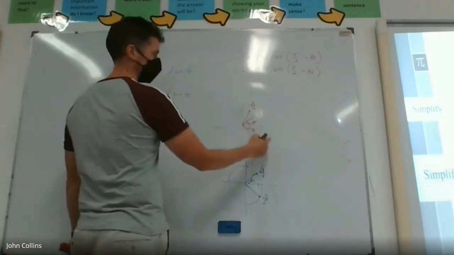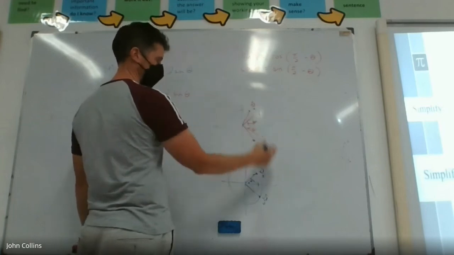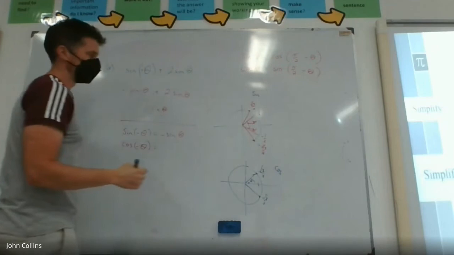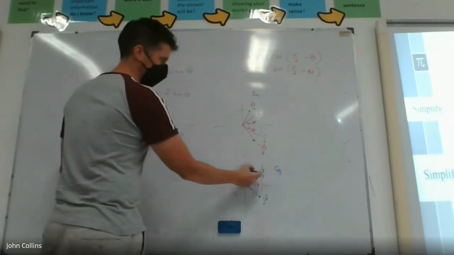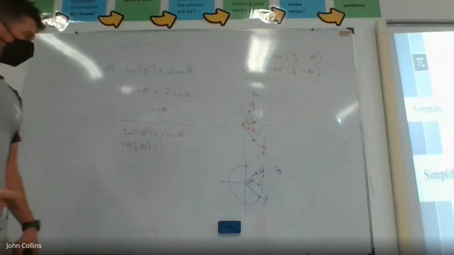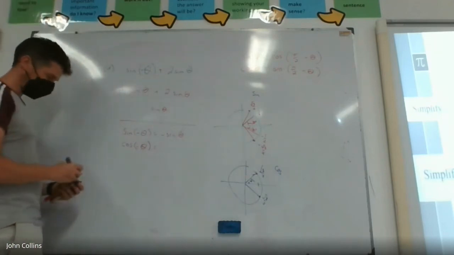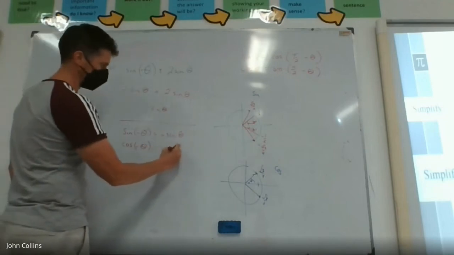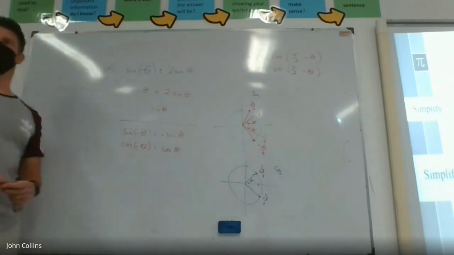Remember, this is the y-axis. When we're dealing with sine and cosine, this is cosine, this is sine. Cosine deals with the x-axis. So moving from here to here is the same. Therefore, I can say that this is the same as its positive value, just straight up the same. They're interchangeable.